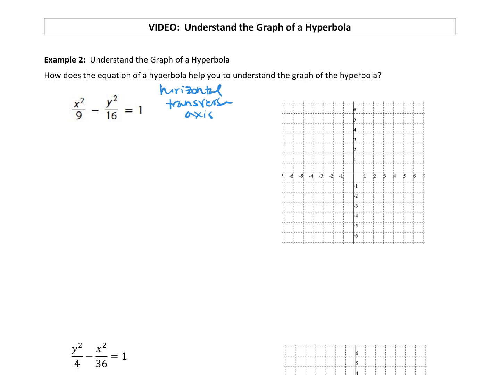All right, our a squared is equal to 9, so that means that a is 3, and our b squared is equal to 16, so b is 4. Okay, so we have a sense of what this is going to look like. The hyperbolas are going to open left or right. When we graph these, we're going to start by finding the asymptotes.